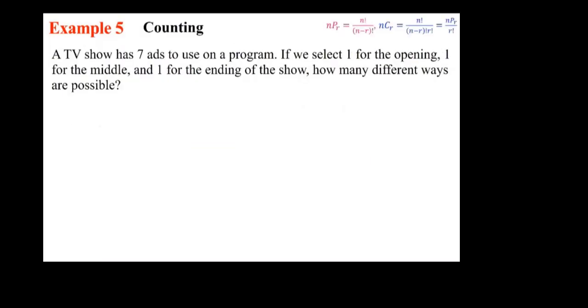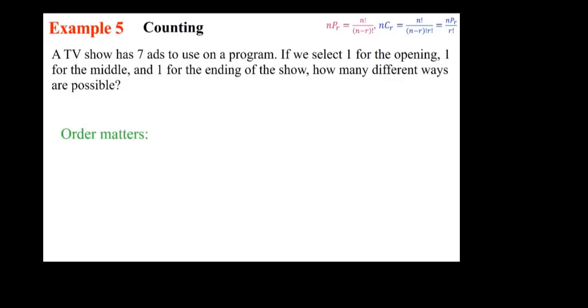A TV show has 7 ads to use on a program. If we select 1 for the opening, 1 for the middle, and 1 for the ending of the show, how many different ways are possible? The very first thing is to answer this question: does order matter? You have to realize order is important simply because of the way they have told us: 1 for the opening, 1 for the middle, and 1 for the ending. So where do we use that makes a difference? Do we use a specific ad for the opening or for the ending or for somewhere in the middle? So that's why order is important.